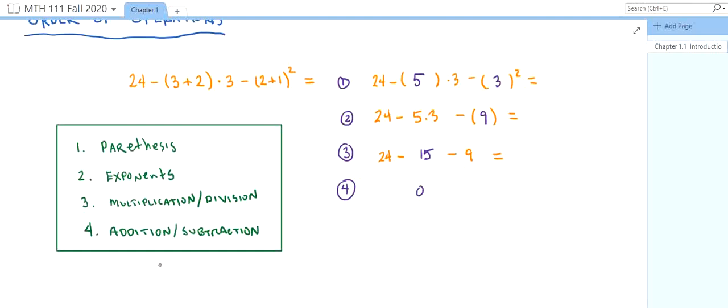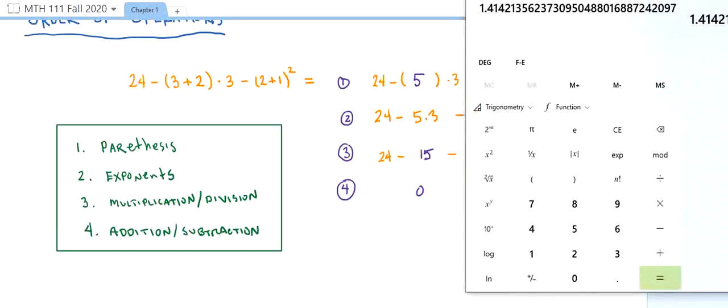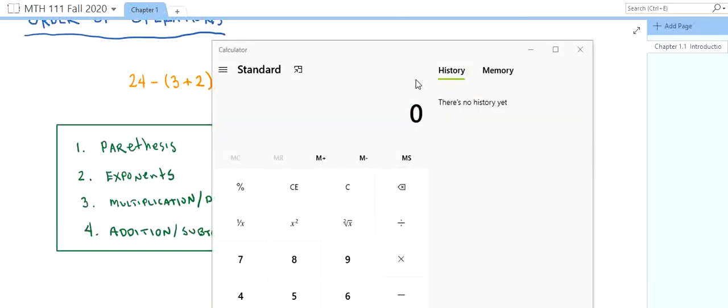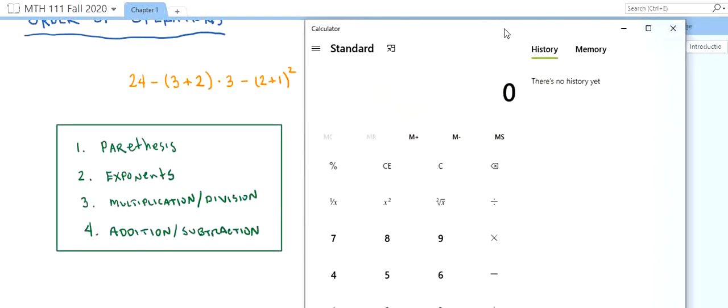So this is important for you when you're working things on a calculator and you're quickly working on a test. Make sure you're typing in your work and performing things according to order of operations. Now you can go and grab an online calculator, maybe with your cell phone.